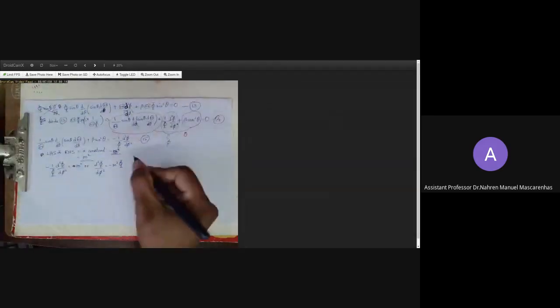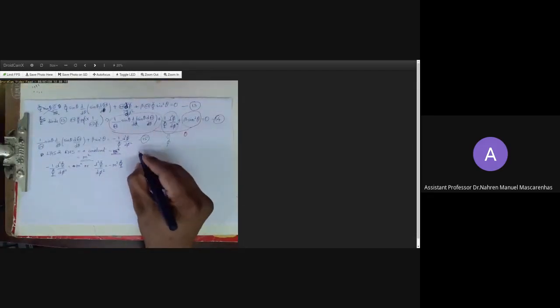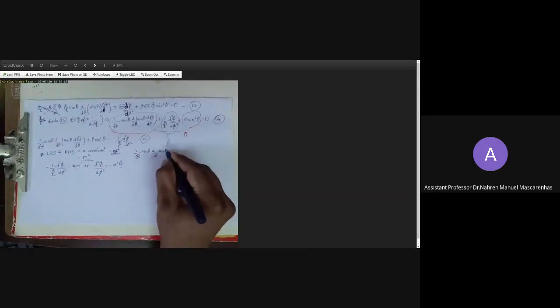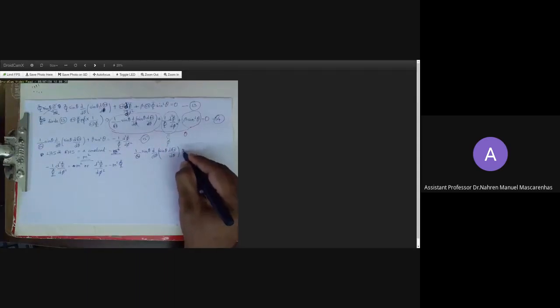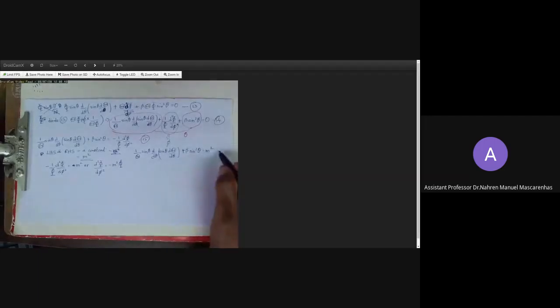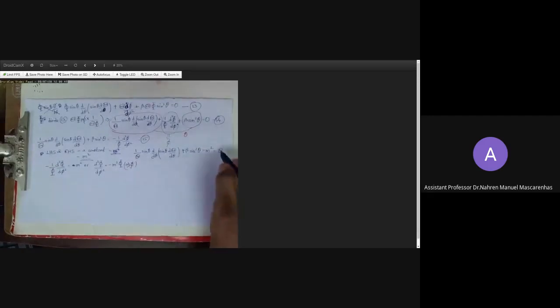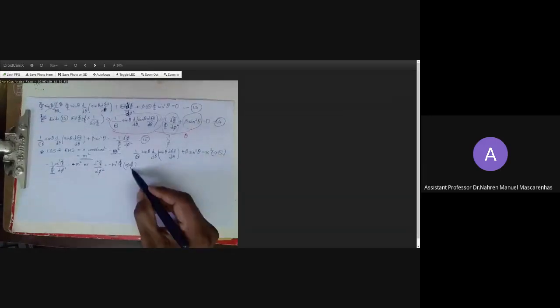Okay, so this is one equation. Then for theta, the equation will be 1 by capital theta, sin theta, d by d theta, sin theta, d capital theta by d theta, plus beta sin square theta equal to m square. This is another equation. This is dependent only on theta, and this is dependent only on psi.